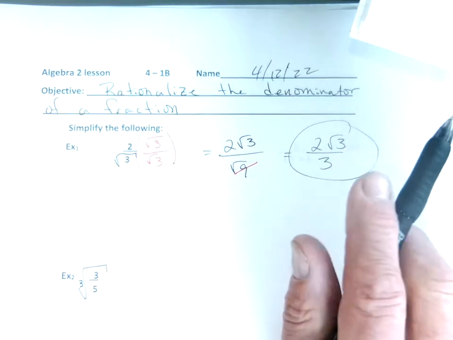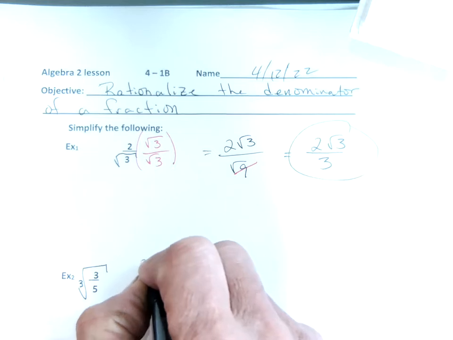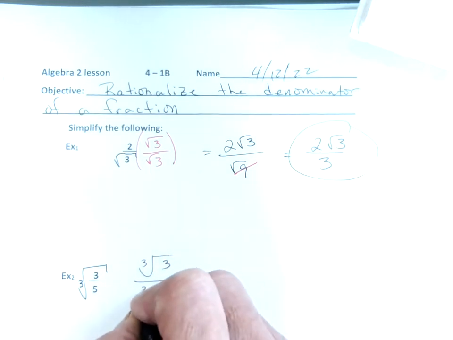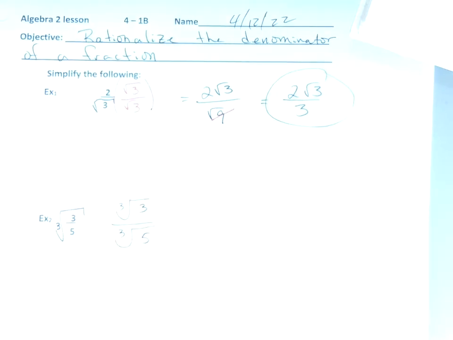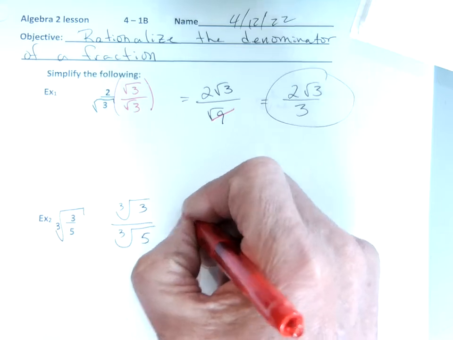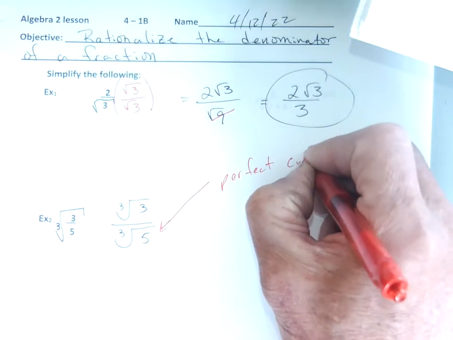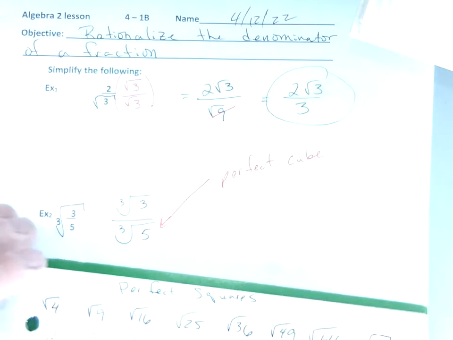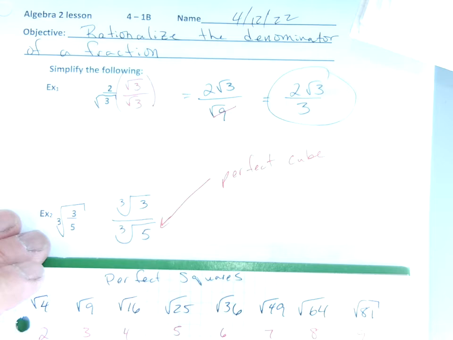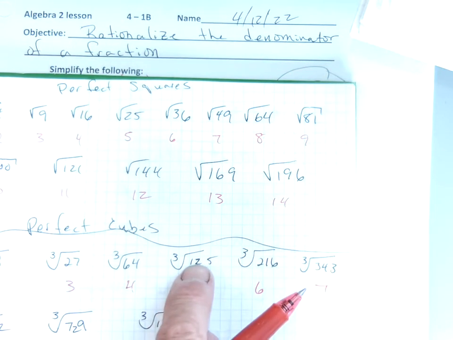Okay, now number 2 is a little bit different because you're going to have a cube root of 3 over the cube root of 5. And because it's a cube root, you need to make a perfect cube. So I need to make a perfect cube, and I have those in my notes. And I can probably make it into 125, right? 125 is a perfect cube.